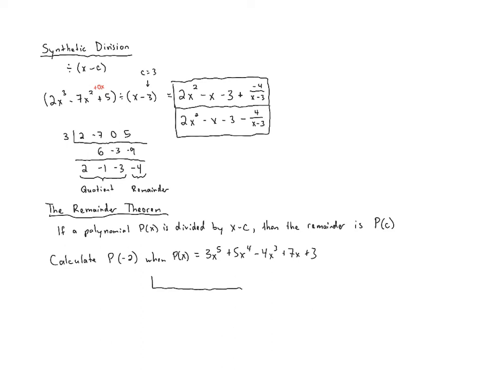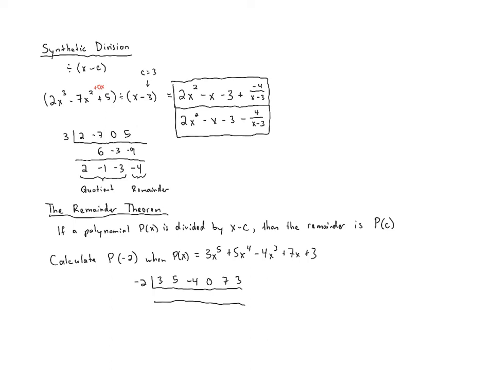Let's set up our synthetic division. We are going to divide this polynomial, which has coefficients 3, 5, -4, 0, 0 because there's no x squared term, 7 and 3, and the thing that we're evaluating this at is -2, so we're going to put a -2 there, and watch how much easier this is than actually substituting in -2 and raising it to all these powers and everything.